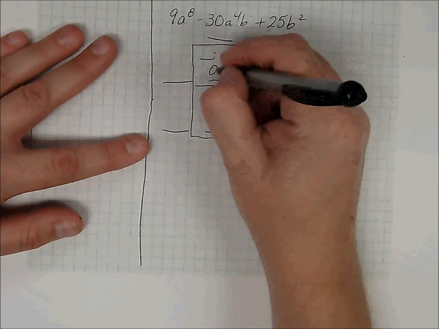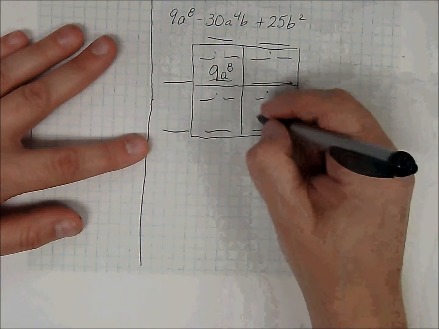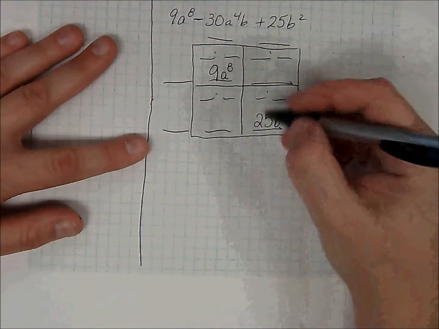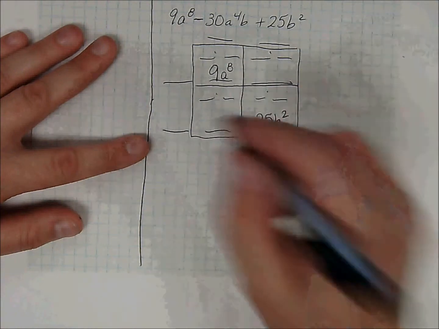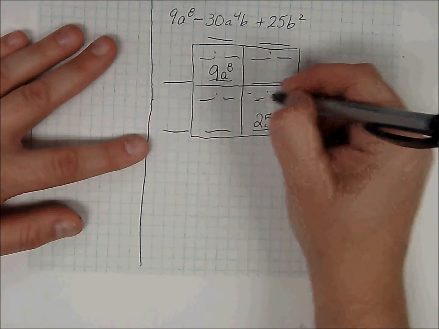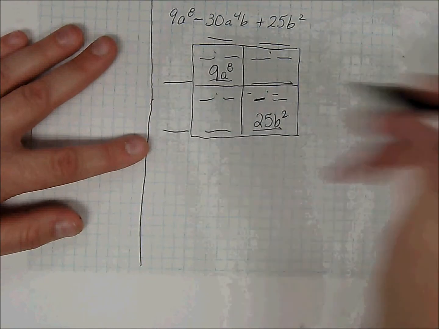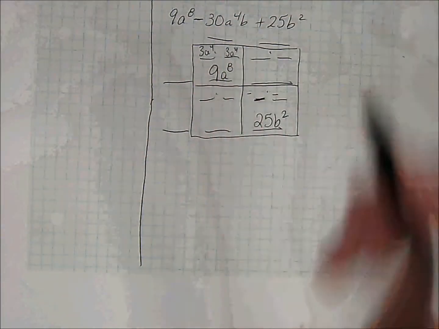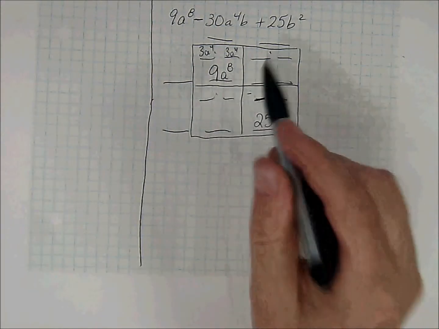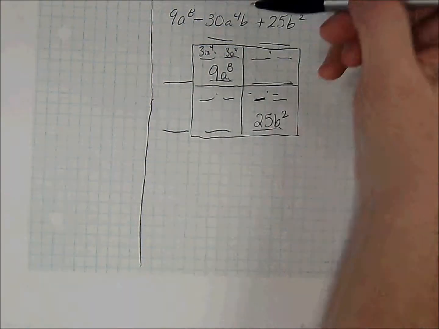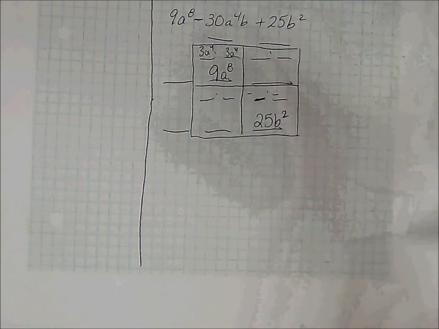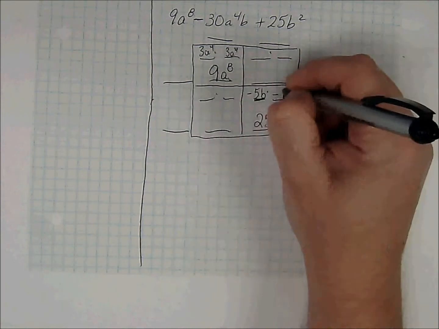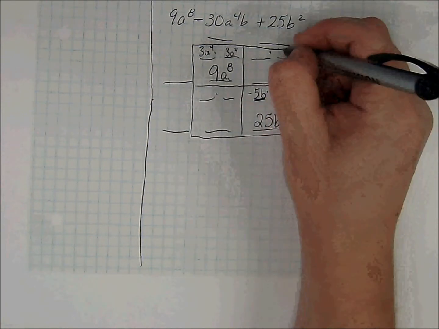All right, 9a to the 8th power, 25b squared. Noticing there's a negative here, so whatever this is multiplied together has to be a negative times a negative to make it work. So I'm going to try 3a to the 4th, because I know 3 times 3 is 9, and a to the 4th times a to the 4th gives me a to the 8th. And I look here and I see, ooh, there's an a to the 4th, probably on the right track. B, and I'm going to try 5. Let's see what happens. So this would be 5b.